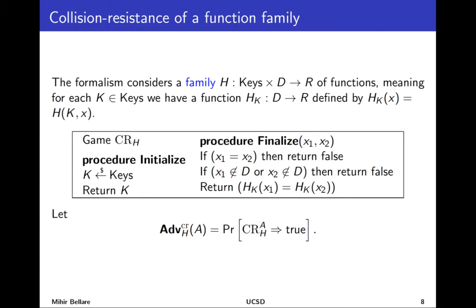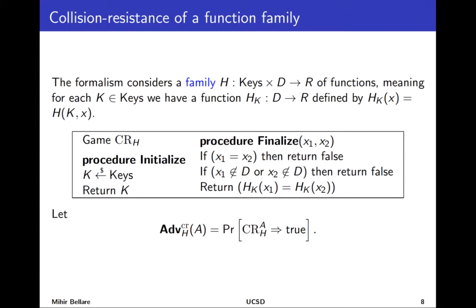What the adversary does is, given this key k, it asks itself, how do I find a collision for the function h sub k: two points x1 and x2 such that h sub k has the same value on them. It trundles along. Whenever it thinks it has the answer, it outputs it, or if you like, calls finalize with the pair. And the job of finalize is to check that the adversary got it right.